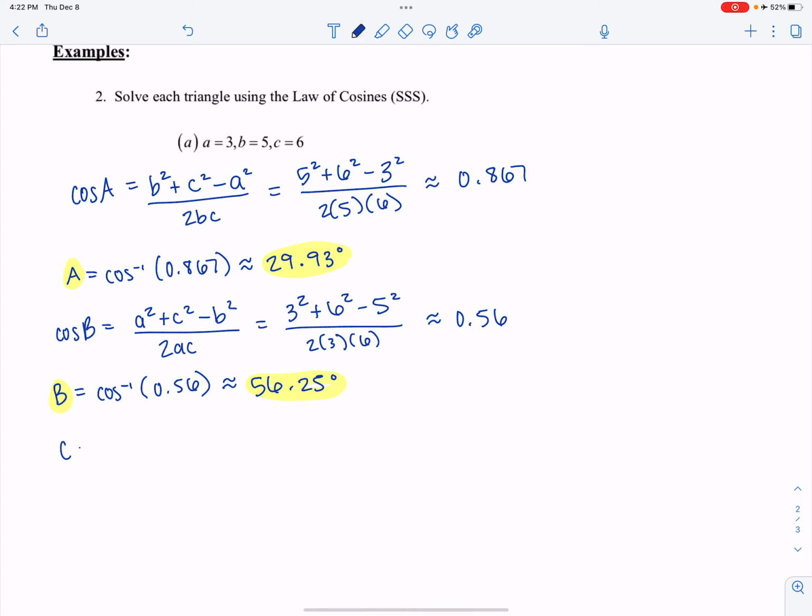Leaving us with C, which is just going to be 180 minus 29.93 minus 56.25, which gives us 93.82. And we've solved another triangle.